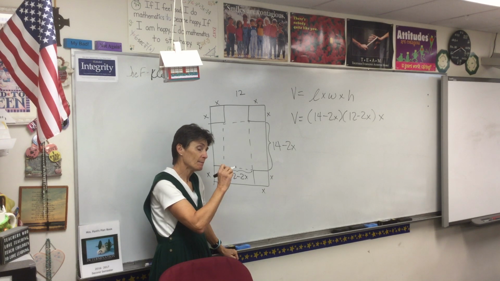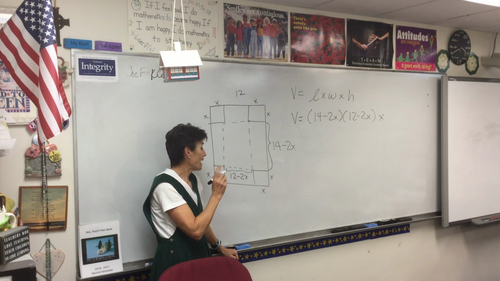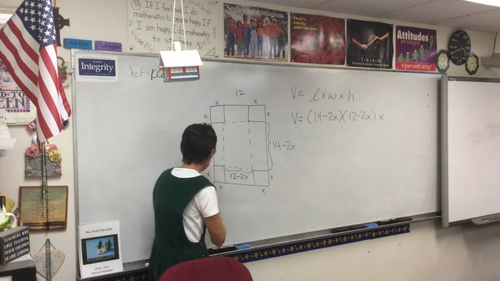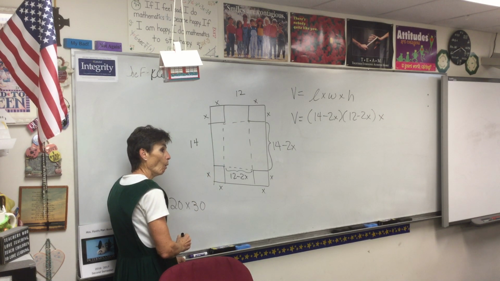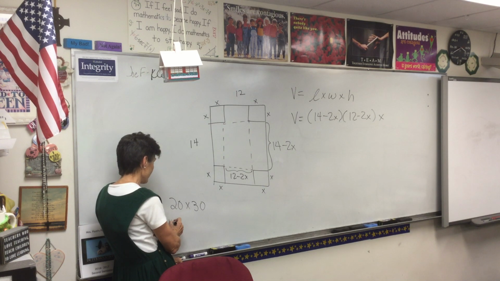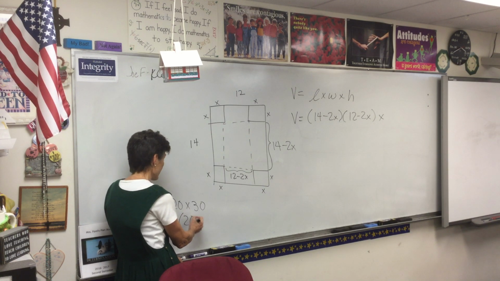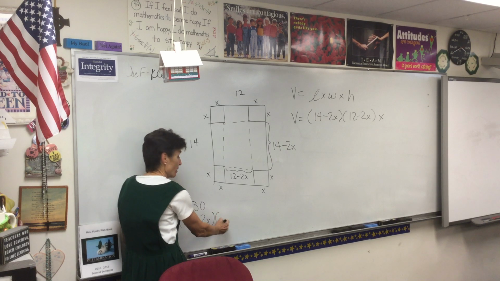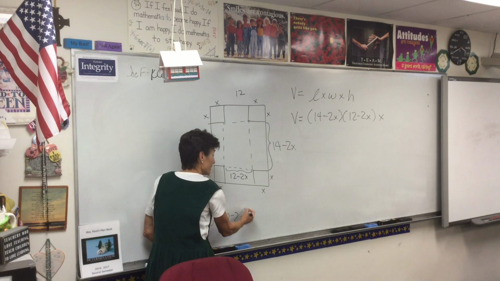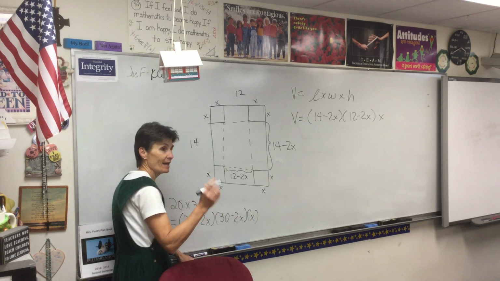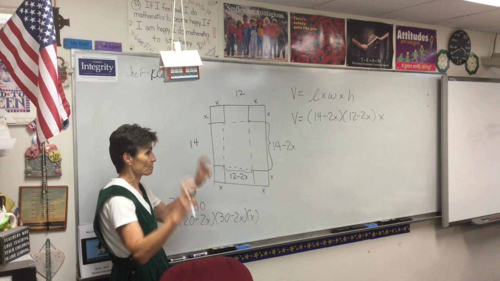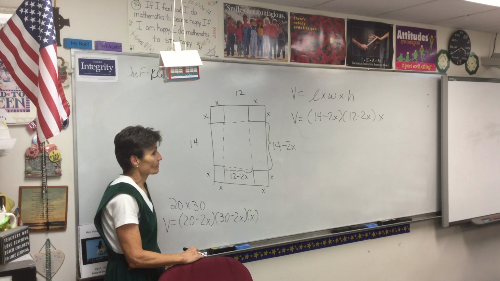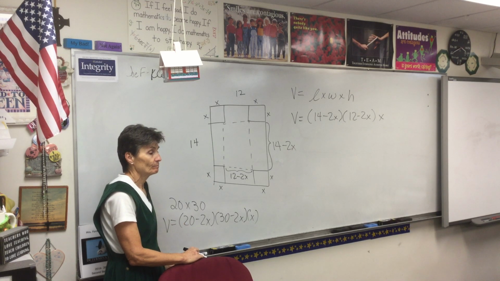So I'm going to back up and say this one more time. I don't care how big the paper is. If the paper had been 20 by 30, what would the volume be? 20 minus 2x, 30 minus 2x, times x. Every time you do a box problem, this is going to be the setup.